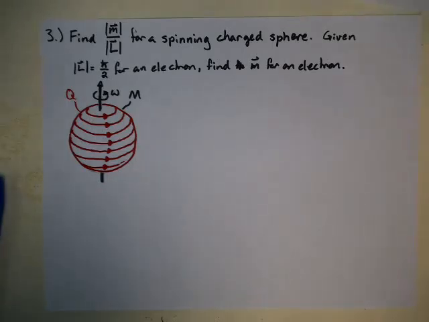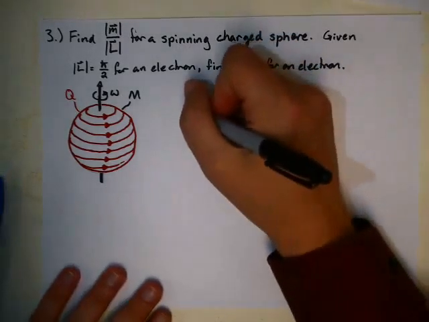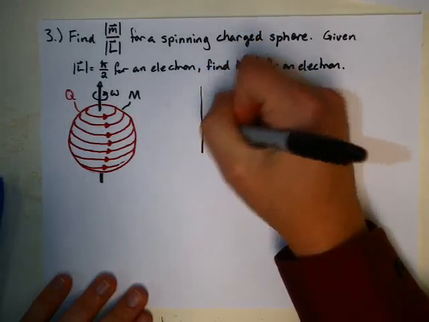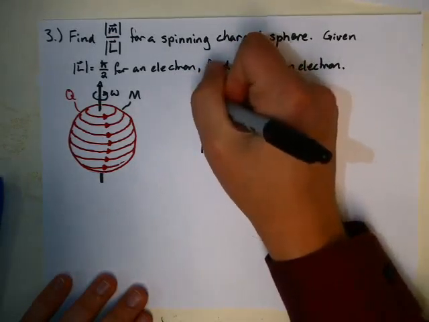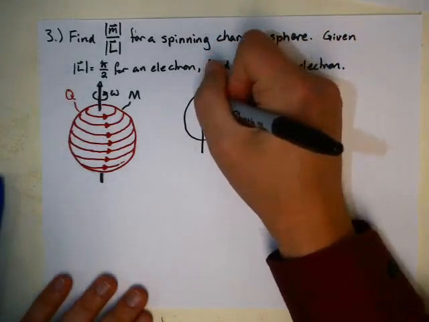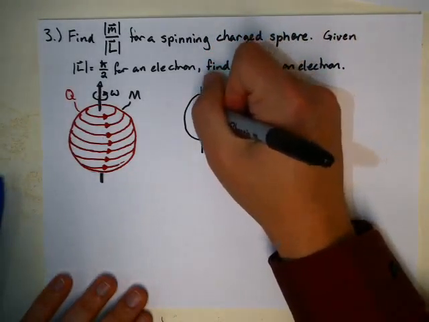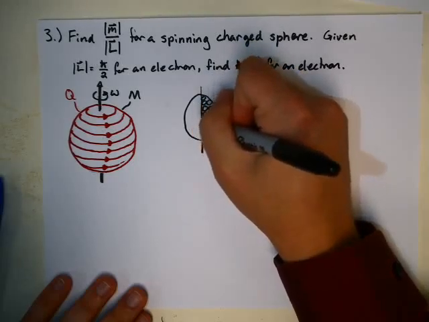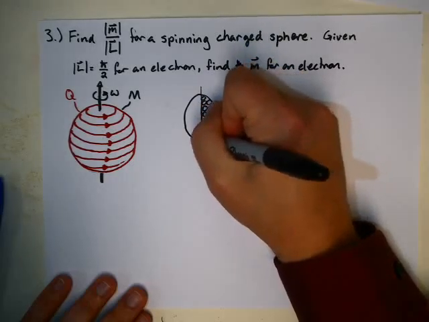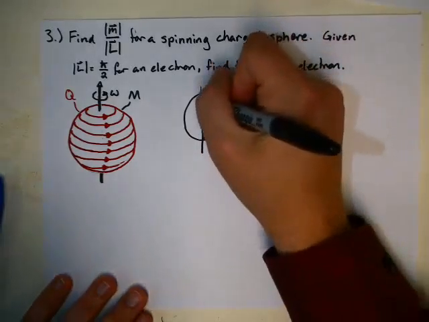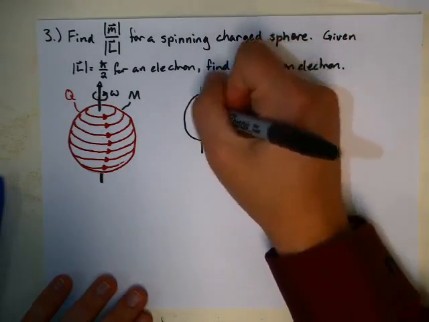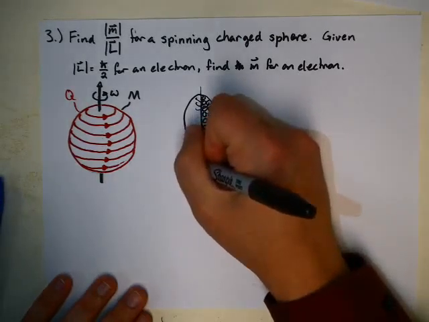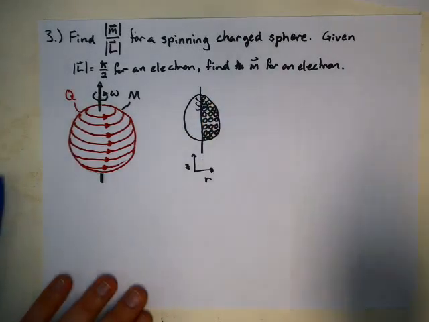Now, the way I would like to do this is to break up my sphere, so I'm going to make a diagram here. This is my sphere. I'm going to break it up into a bunch of little donuts, like that. Each donut is going to curve around. I'm going to make this the R direction and this the Z direction.